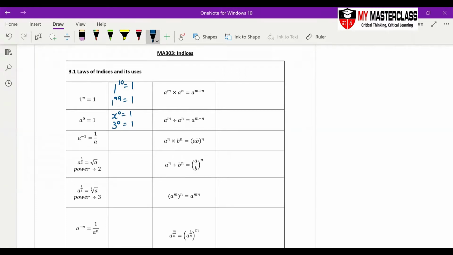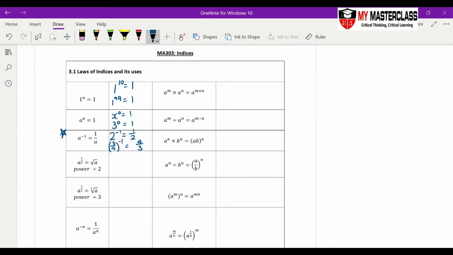The most important is a to the power of -1. This is called a reciprocal. It means it goes from a numerator to a denominator. So 2 to the power of -1 is equal to 1 over 2. And if you have 3 over 4 to the power of -1, that will be equal to 4 over 3.